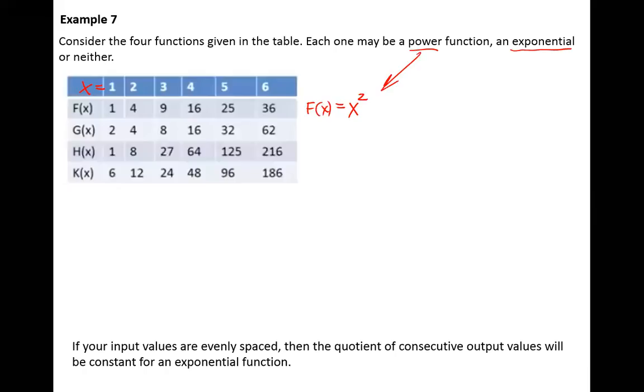Let's look at g of x. 2, 4, 8, 16, 32, 64. Actually, this should be 64.